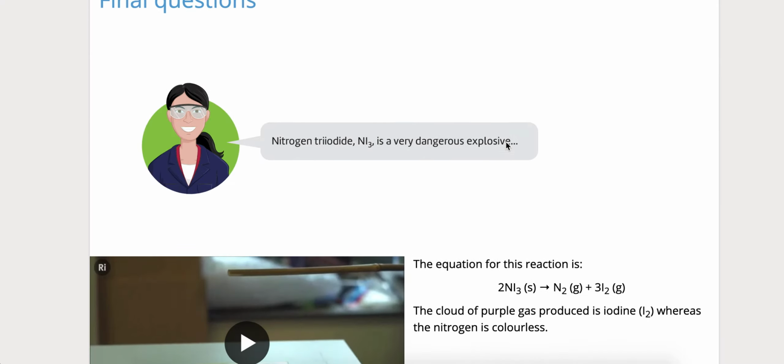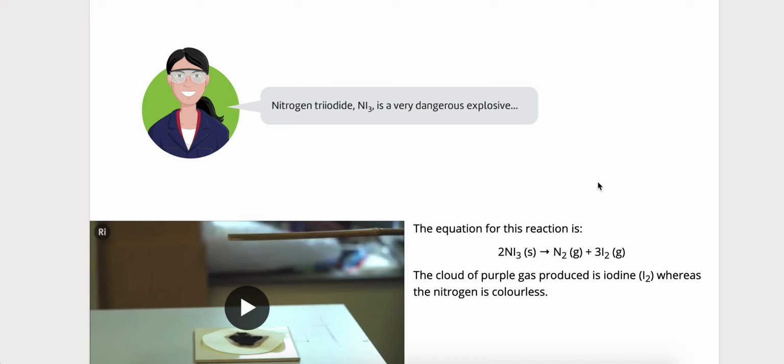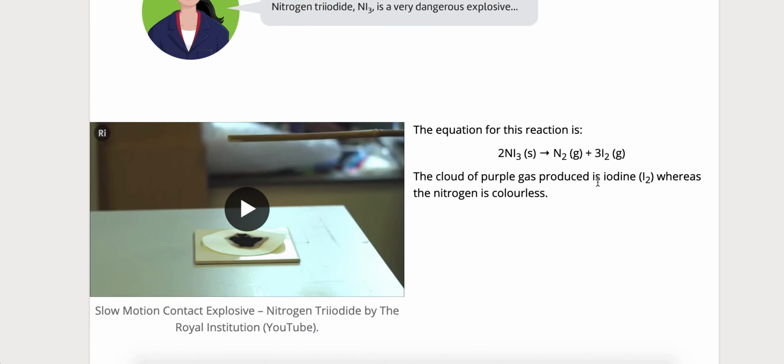Now, as a final question, let's take a look at this example here. Nitrogen triiodide, NI3, is a very dangerous explosive. The equation for this reaction is 2NI3 solid produces N2 gas plus 3I2 gas. The cloud of purple gas produced is iodine, I2, whereas the nitrogen is actually colorless. So if we actually played this video, we could see this happen. It's a fairly short clip, so I will play that for you.